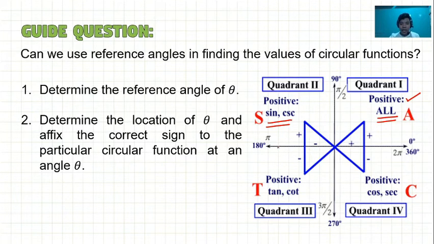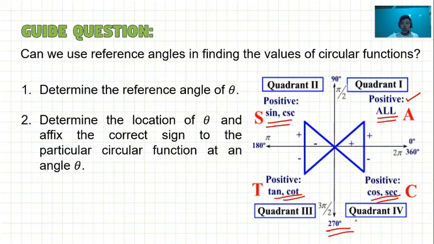Okay. Next, if your angle is in quadrant 3, only tangent and cotangent ang positive. The rest are negative. And for quadrant 4, only cosine and secant are positive while the rest are negative. Okay, so ganun lang siya. Number 1, step 1, determine the reference angle of angle theta. Then number 2, affix the correct sign. So determine the location, what quadrant, then affix the correct sign to the particular circular function at an angle theta.